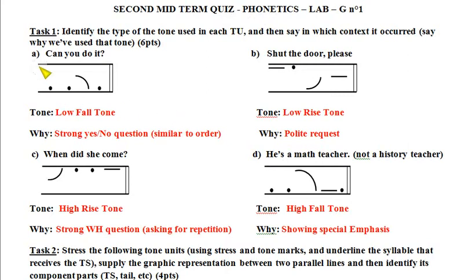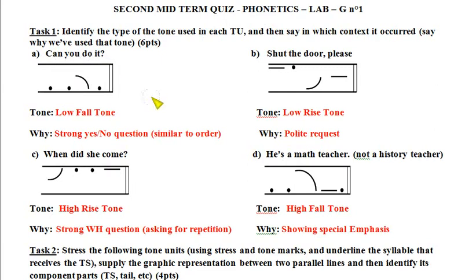So, in task 1, you were asked to identify the type of the tone used in each tone unit. You have 4 tone units, and then say in which context it occurred. That means to say why you've used that tone. So, we start with the first statement. It is, can you do it? I'm reading it without any tone.